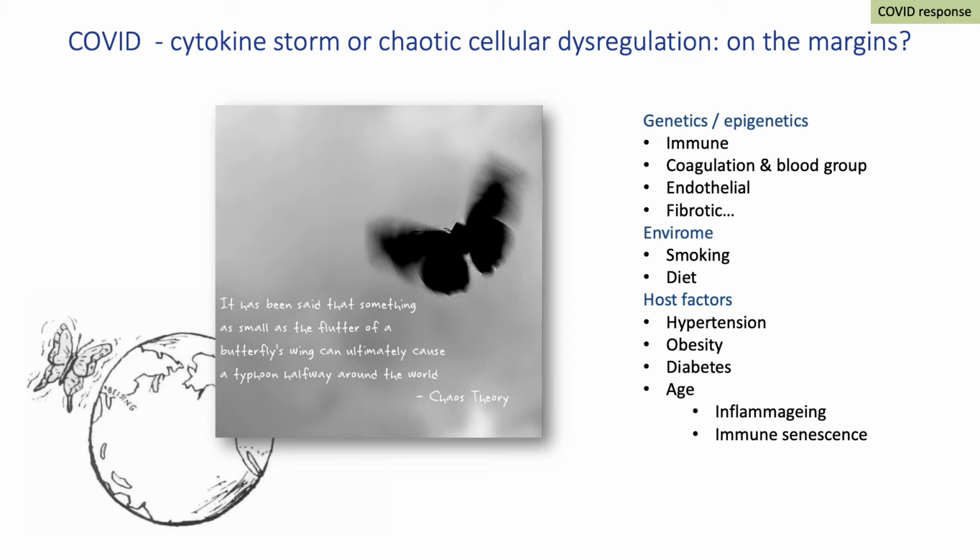We know that there's an association with blood group, for example. There are genetics in endothelial cell function, coagulation function. We know that, for example, smoking and diet are likely to be very important in the way an immune response is regulated. And we're increasingly recognizing that factors such as hypertension, obesity, diabetes, metabolic syndrome, and just being old and therefore having inflammaging and immune senescence may all regulate the way in which an immune response can go from protective to potentially deleterious.